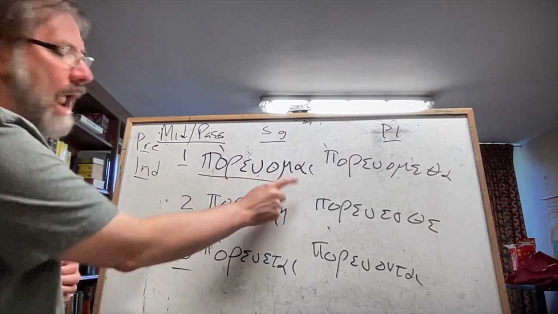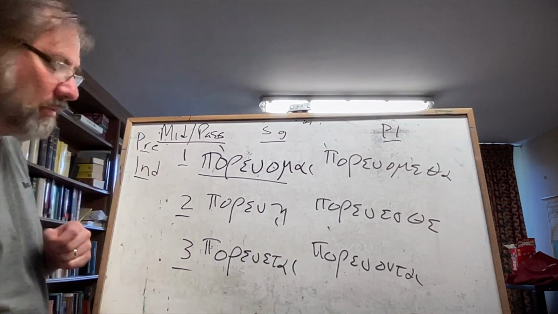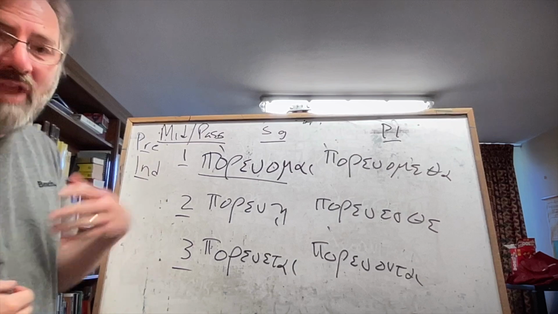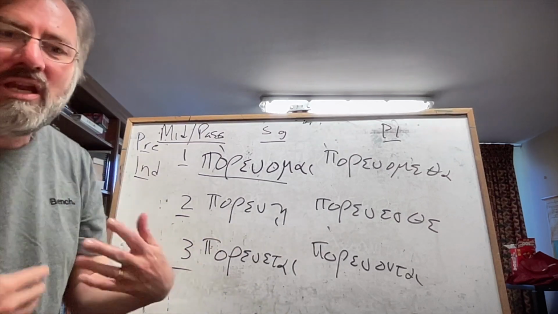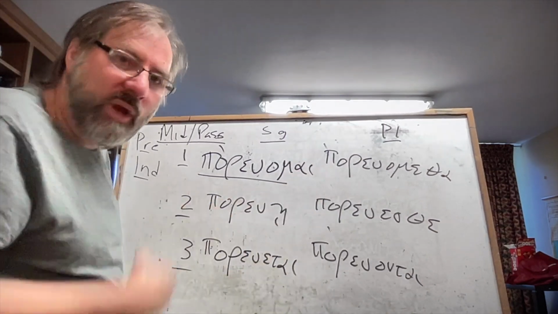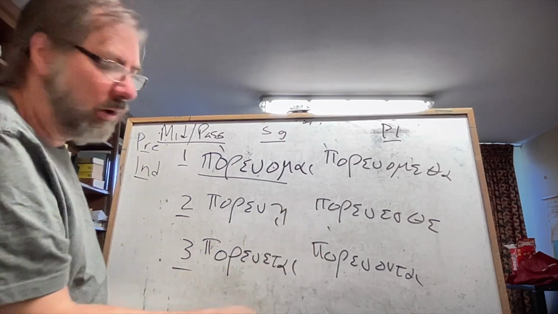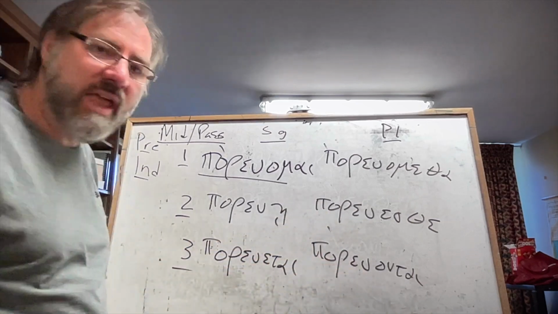Poreuomai, I am going. Poreuei, you go. Poreuetai, he or she or it is going. Poreuometha, we are going. Poreuesthe, you plural are going. And then poreuontai, they are going.